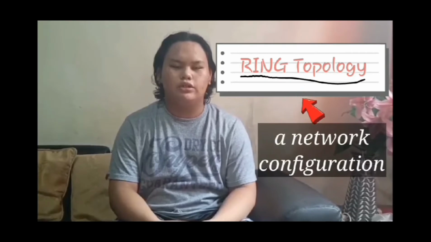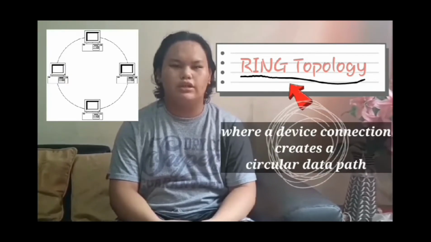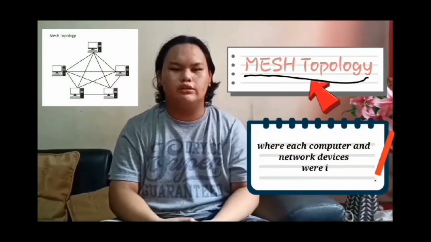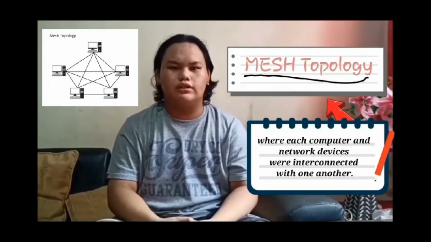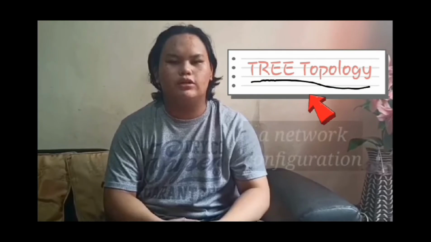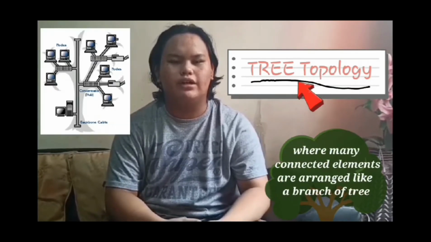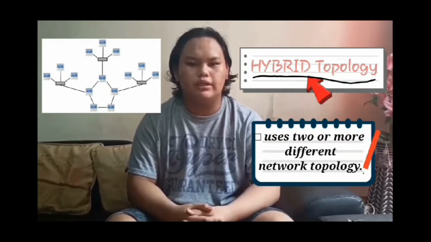A ring topology is a network configuration where device connections create a circular data path. Second, a mesh topology is a network setup where each computer and network device is interconnected with one another. Third, a tree topology is a network configuration where many connected elements are arranged like the branches of a tree. Lastly, hybrid topology is a network setup that uses two or more different network topologies.